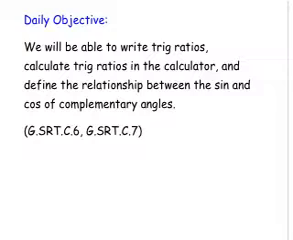All right, so going back to our objective, we had 3 parts to it: that we could write trig ratios, calculate them, and then talk about the relationship between sine and cosine of complementary angles. So we have just learned how to write trig ratios. Using that SOHCAHTOA, I can take a right triangle and write the ratios associated with it. So let's move on to calculating.